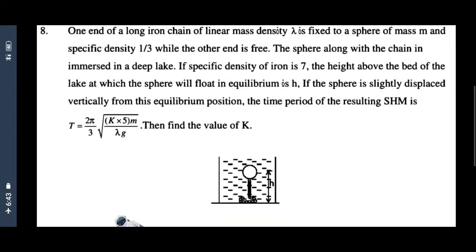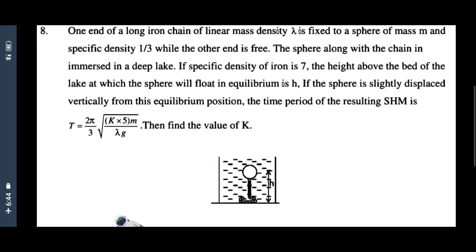Good evening, students. I think the question is visible on your screen. This is a JEE Advanced model question. Let's get into the question. This question is based on the SHM topic, based on force calculation.